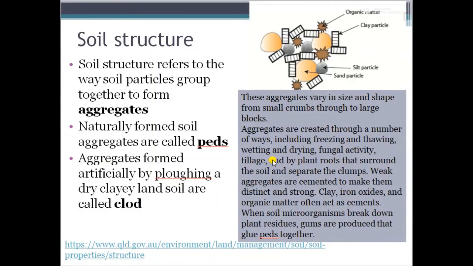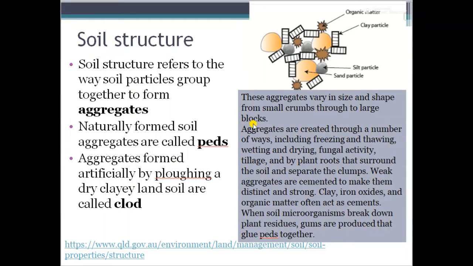So this is the soil structure, as we mentioned earlier. They could be formed as aggregates, or as peds when they occur as naturally occurring aggregates, or artificially by plowing and all that. And you can have a look at this. You have organic matter here, clay particles, silt particles as well as sand particles, which are clumping together to form aggregates here.